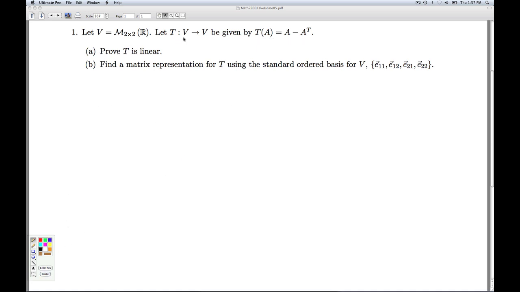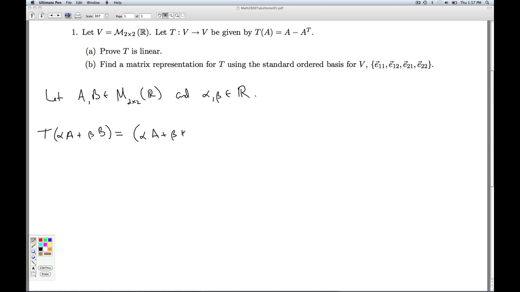So in this case, the vectors are 2x2 matrices. I'm going to let A and B be fixed but generic 2x2 matrices, and I'm going to let alpha and beta be two fixed but arbitrary real numbers. I'm going to compute T of alpha A plus beta B. By definition, T of a matrix is that matrix minus its transpose.